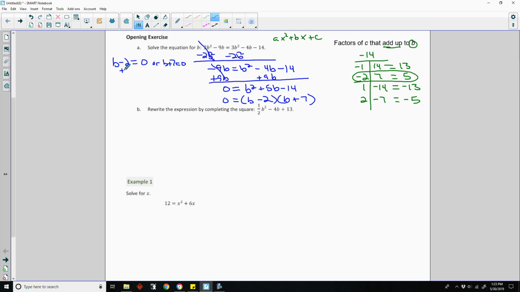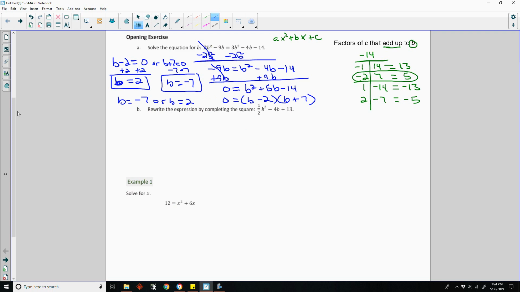And to solve this, I add 2 to both sides, and negative 2 plus 2 cancels, equals 0 plus 2 is 2. So b can be 2. Or subtract 7 from both sides, and b equals 0 minus 7, which is negative 7. So b equals negative 7 or b equals 2.